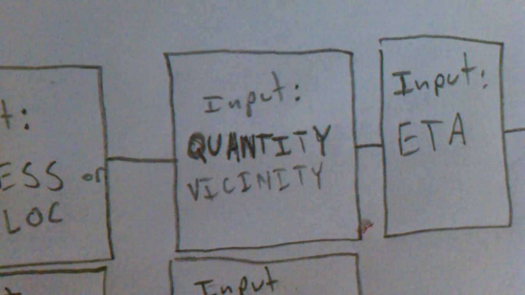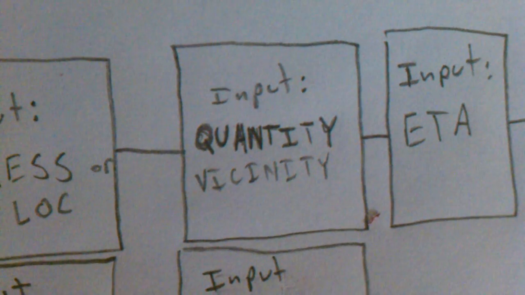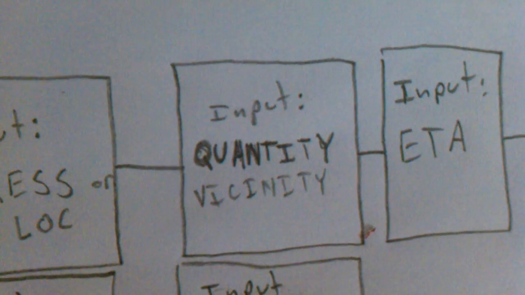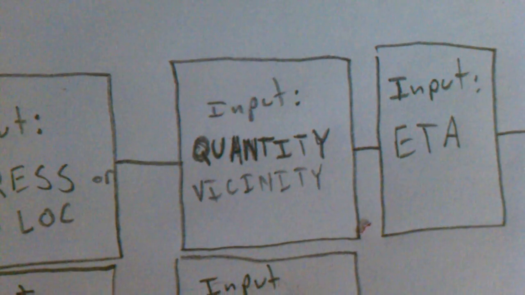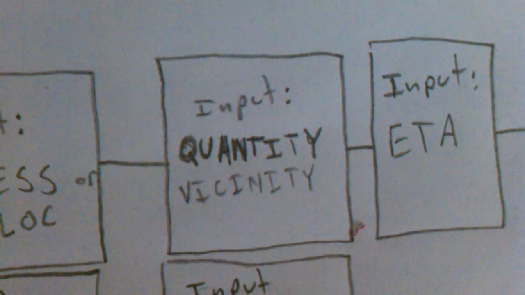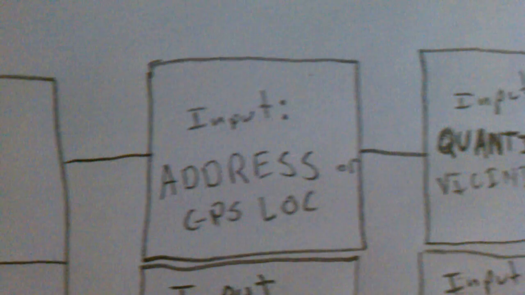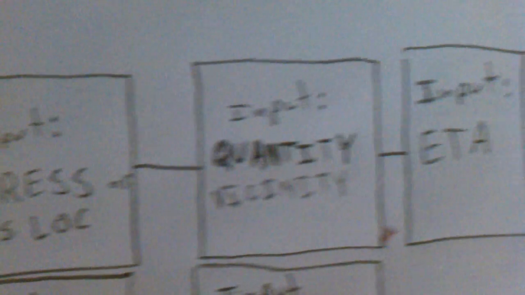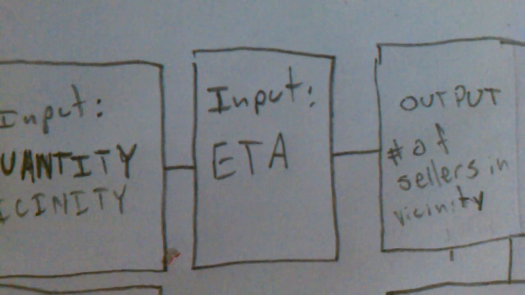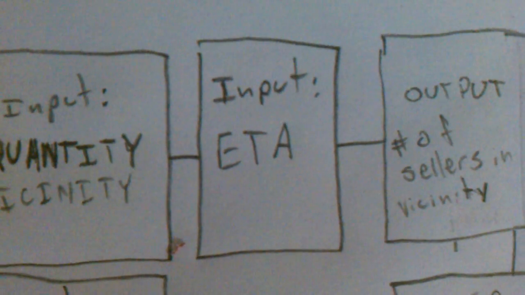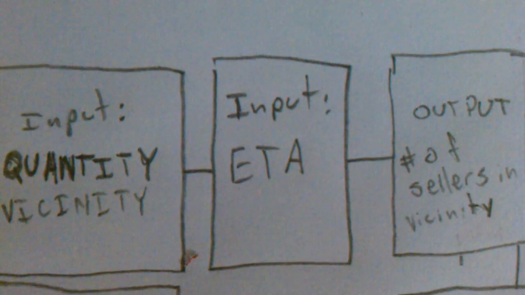After you have done that, the buyer is required to input the quantity he requires and the vicinity, or how far he's willing to travel from his location for the item or items. Then the buyer has to input his ETA, his estimated time of arrival.